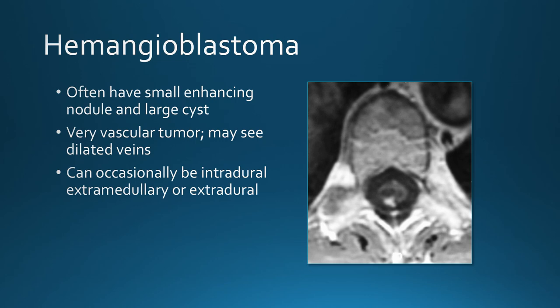Hemangioblastoma often has a small enhancing nodule on the surface of the cord and a large cyst or syrinx. These tumors are very vascular. You may see dilated vessels. Generally, they are intramedullary lesions, but occasionally they can be intradural, extramedullary, and rarely extradural.